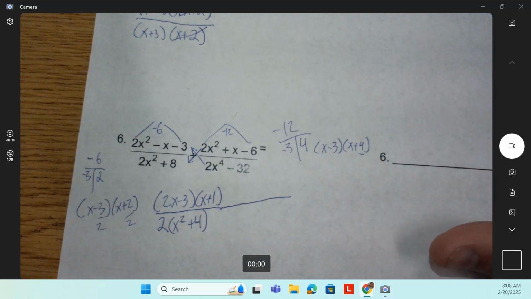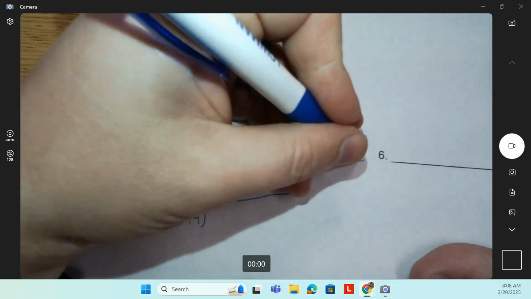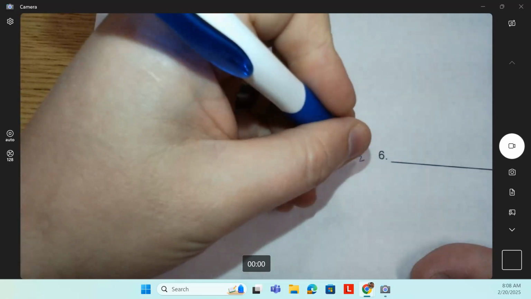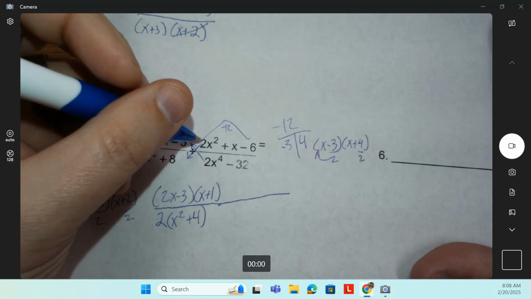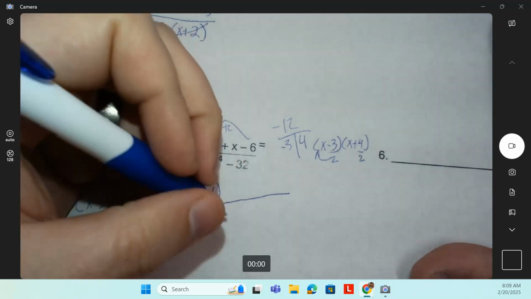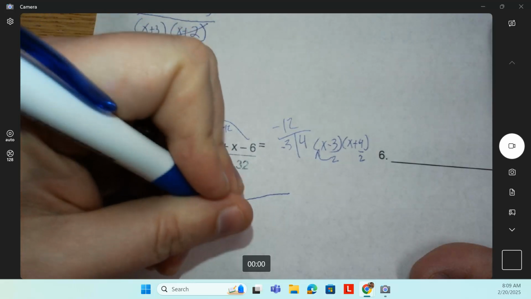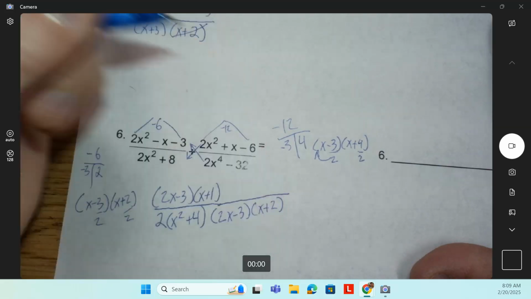So I'll take and divide both of those by 2. And the 3 won't divide, so that moves up. And the 4 does divide. And so this one, remember, is moving down to the bottom. So I've got a 2x minus 3 down here and an x plus 2.